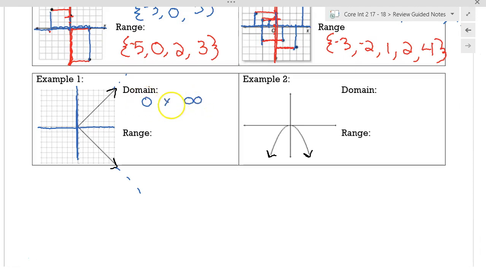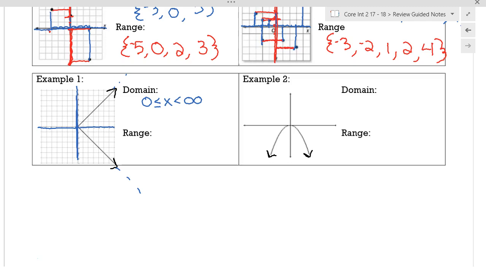My domain has to deal with x values. So I'm going to show you 2 ways to write it. 0 is less than or equal to x, right? Because I actually have a point here on that 0. But x is only less than infinity. You can never be equal to infinity. You can't actually get to infinity. You're always going towards infinity.